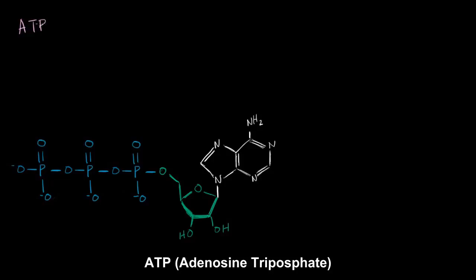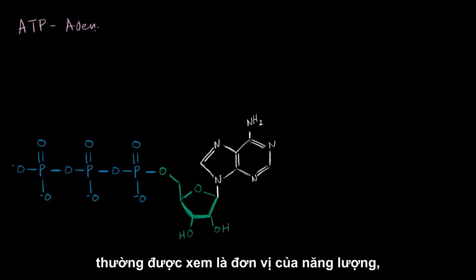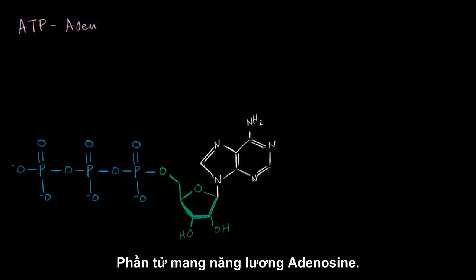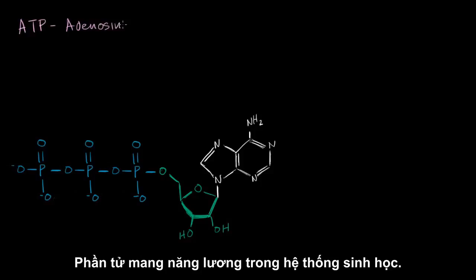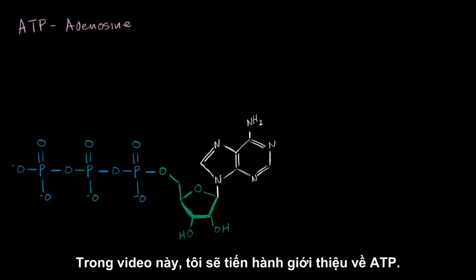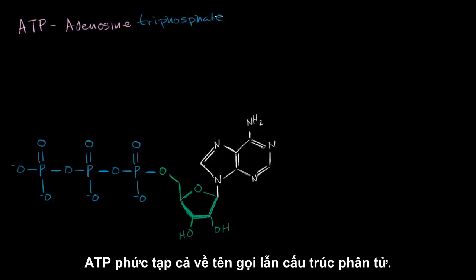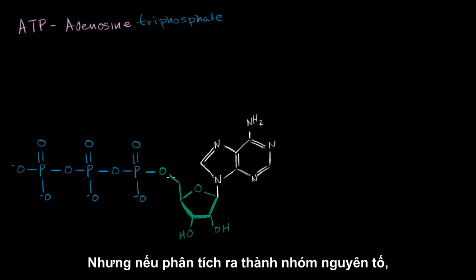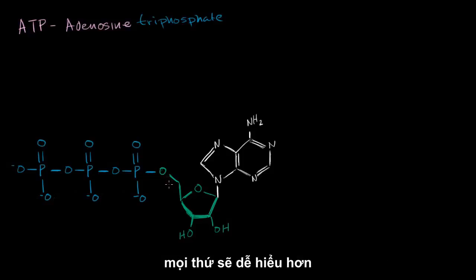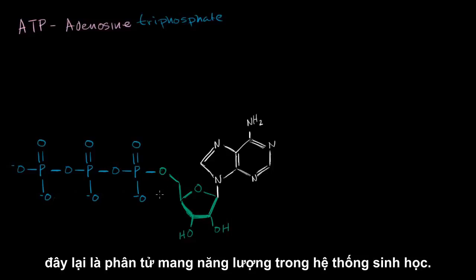ATP, or adenosine triphosphate, is often referred to as the currency of energy, or the energy store in biological systems. And what I want to do in this video is get a better appreciation of why that is. So adenosine triphosphate. At first, this seems like a fairly complicated term, and even when we look at its molecular structure, it seems quite involved. But if we break it down into its constituent parts, it becomes a little bit more understandable, and we'll begin to appreciate how it is a store of energy in biological systems.